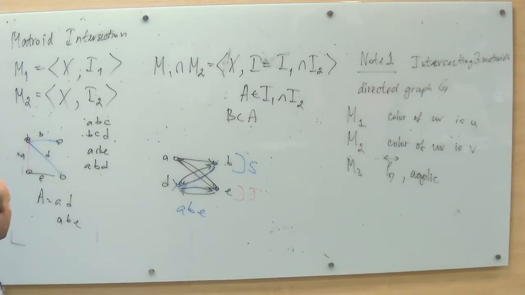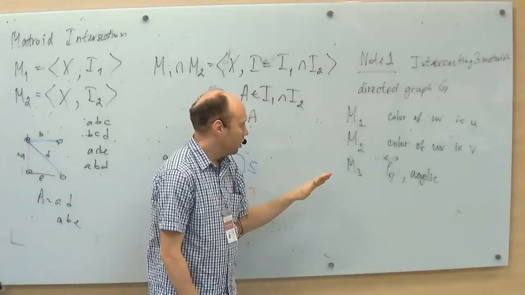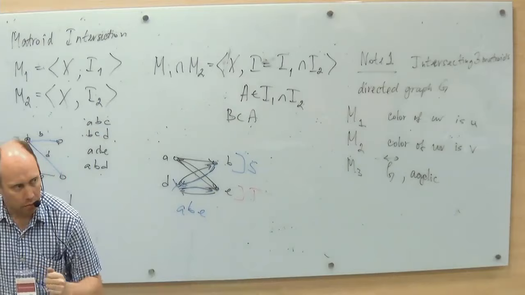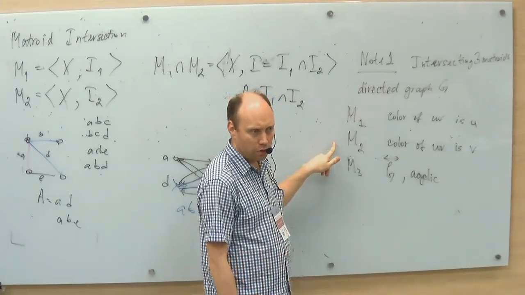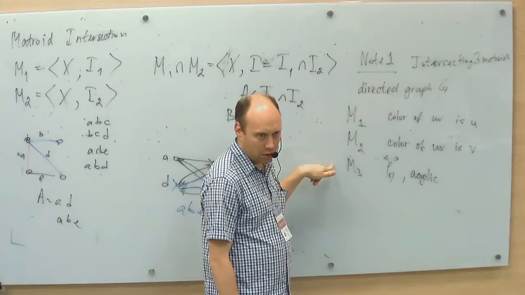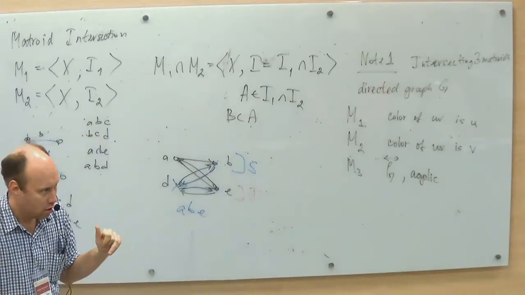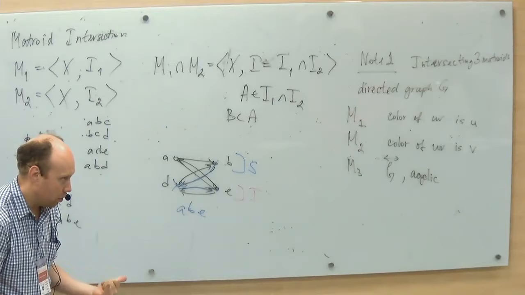Let's look at how the sets independent in all three matroids look. From every vertex, there is at most one edge that goes away, and at most one edge that enters it. So it's a collection of paths and cycles for the first two matroids. And the third matroid adds that there are no cycles. So it's just a collection of paths. And a collection of paths with the maximal number of edges has therefore the minimum number of paths.